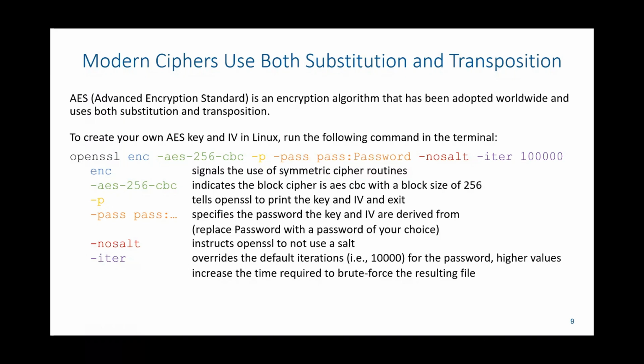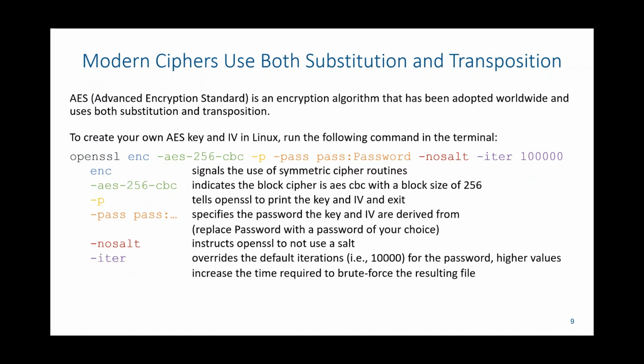In our previous videos, we covered both substitution and transposition as part of creating a cipher. Modern ciphers are going to use a combination of both the substitution and transposition techniques. The gold standard for today is called the Advanced Encryption Standard. It is an encryption algorithm that has been adopted worldwide and uses both substitution and transposition.